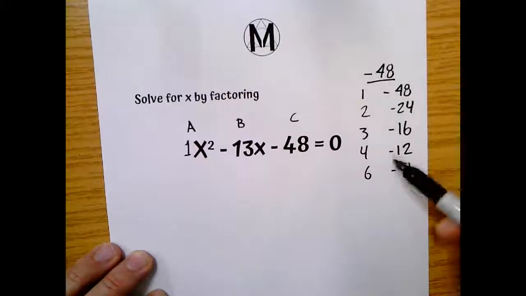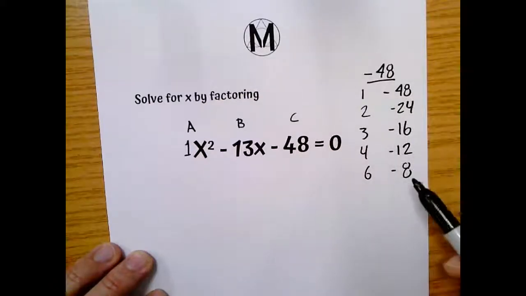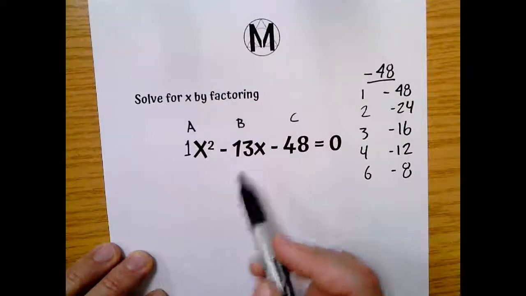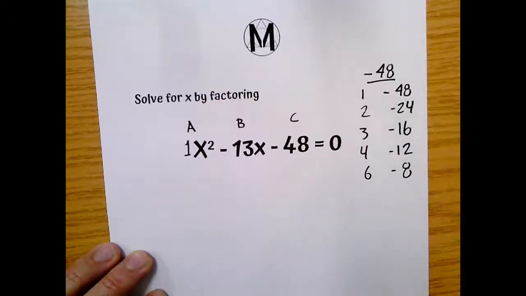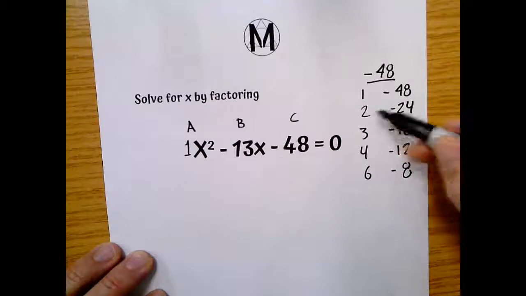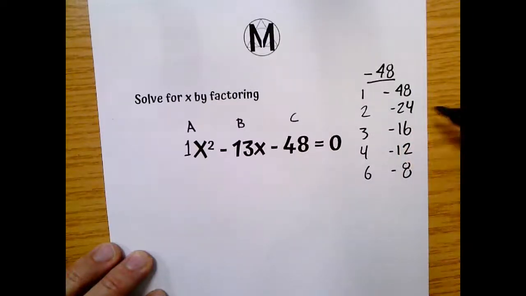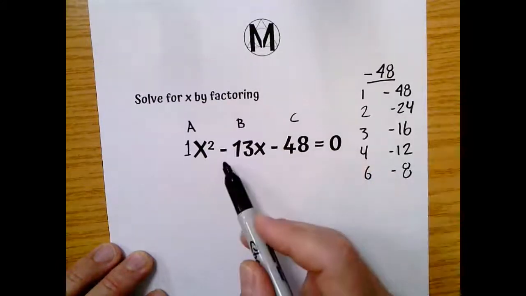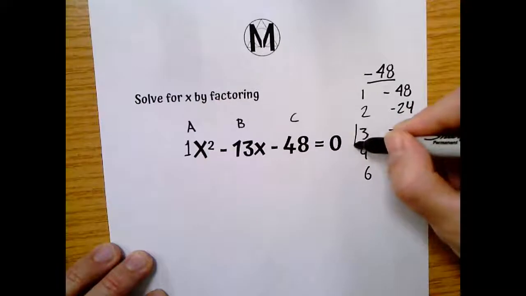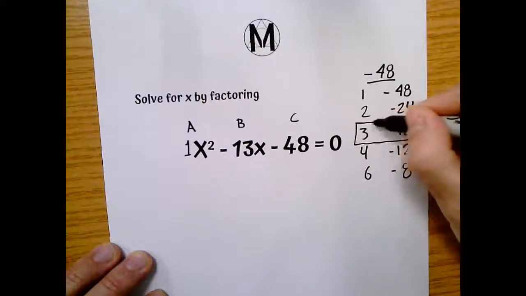So now we just go through and we add these together and try to figure out which one's sum would be negative 13. So 1 plus negative 48 is negative 47. That's not it. 2 plus negative 24 is negative 22. So that's not it. 3 plus negative 16 is negative 13. And yeah, that's what we have right here, negative 13. So this is our winning set.